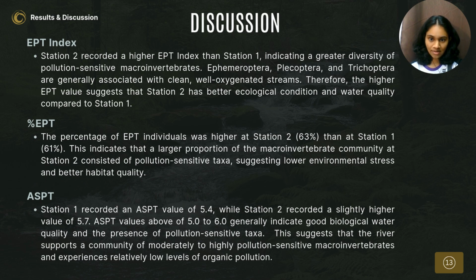Finally, for ASPT, Station 1 recorded a value of 5.4, while Station 2 recorded 5.7. Both values fall within the range of 5.0 to 6.0, which indicates good biological water quality with relatively low organic pollution. Overall, both stations show good ecological condition, with Station 2 being slightly better.